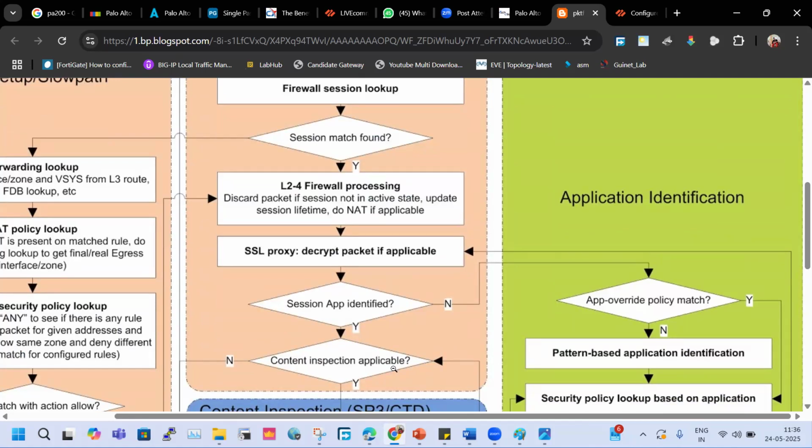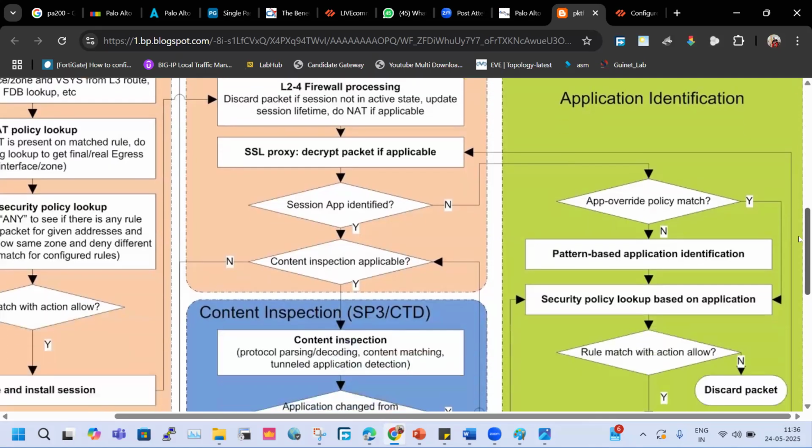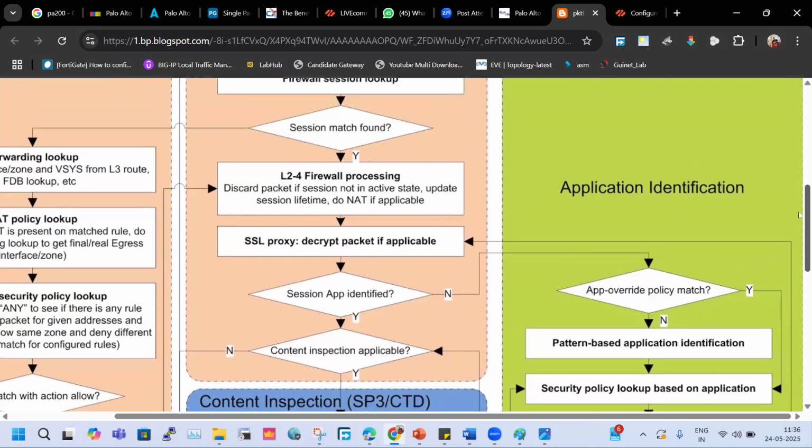Here it will check whether the content inspection is applicable or not. Guys, please don't talk in between. So, guys, here we are talking about the content inspection. Once the application is identified, then the firewall will try to check whether the content inspection is applicable or not. I got it.